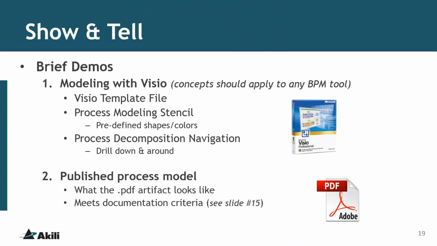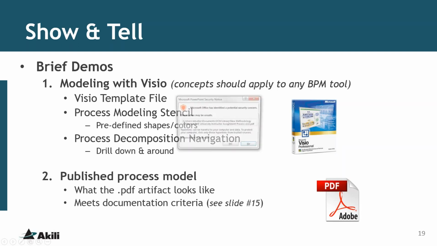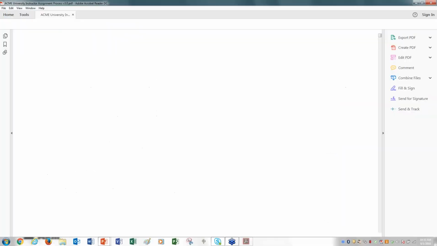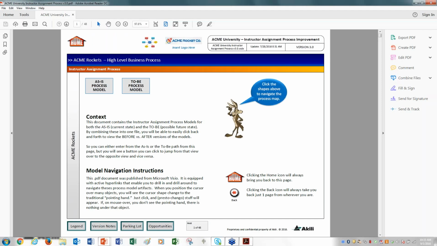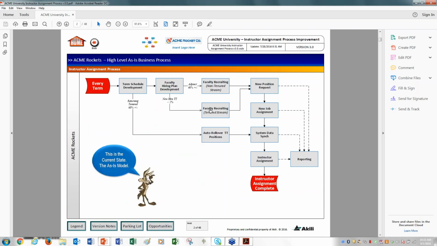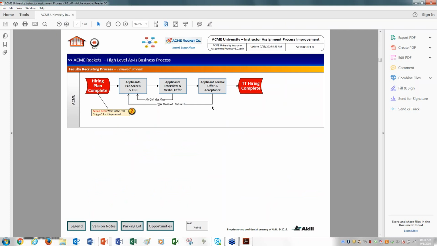There's a bunch of rules around what works and doesn't work. Let's look at what the finished product will look like, and I'm going to show you the finished product of that process that had 37 steps. All right, in this documentation, we include the as-is and the to-be model so we can do the comparison side by side. I'll show you that in a minute. Let's drill into the as-is process and look at this faculty recruiting.